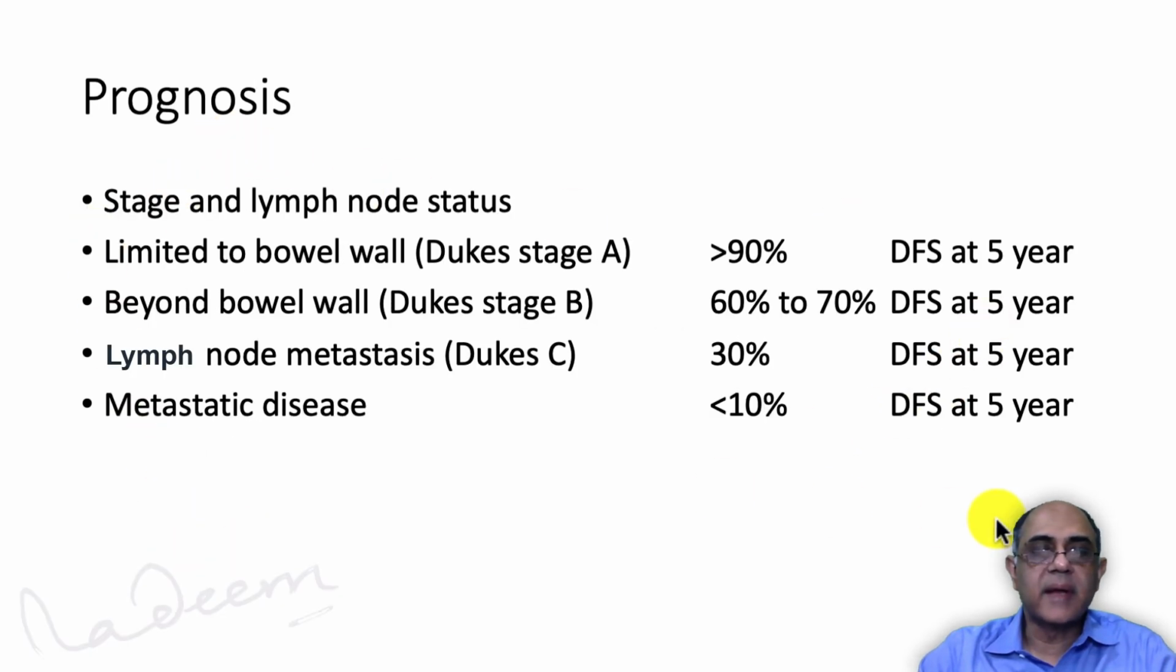So this is an interesting slide. If it is Dukes A, limited to the bowel wall, more than 90% of the patients will have a disease-free survival of more than 5 years. But if there are lymph node metastases, 30%. You see the drastic drop if the lymph nodes are involved. So after 5 years, only 30% will be living. And if there is metastatic disease anywhere, after 5 years, there will be less than 10%. So the earlier the tumor is caught, by either screening or by presentation, the prognosis is excellent, especially in the colonic tumor.